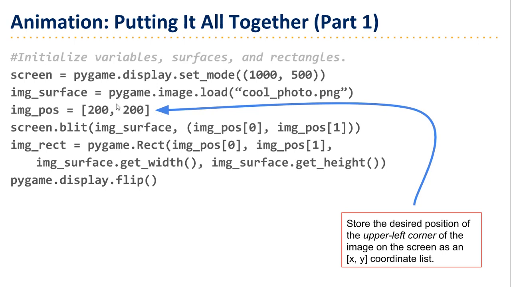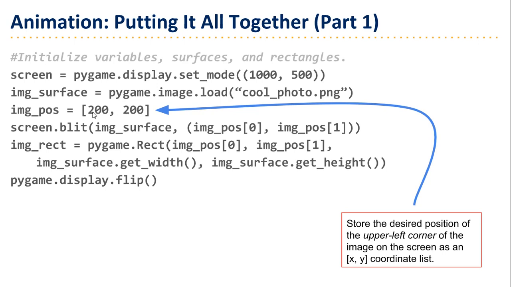So this is a list containing the x coordinate and y coordinate of the upper left corner of where I want to put the image that I loaded onto the screen. This is very similar to what we did when writing our demo for the squirrel and the dog in the surfaces and images video.